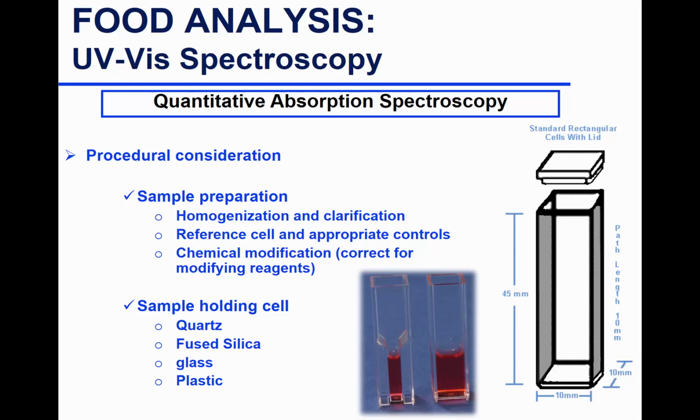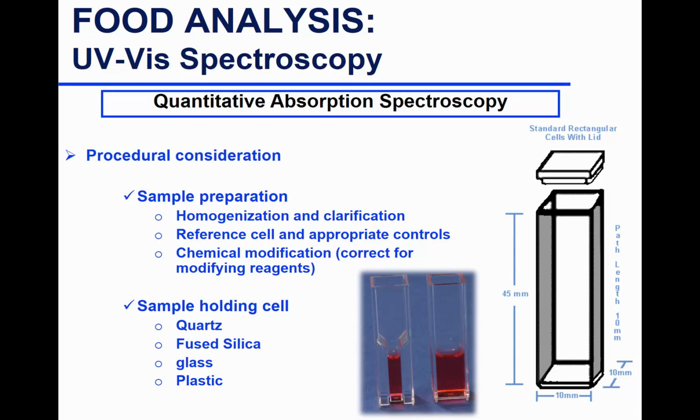If you have in your sample components that are not present in your blank or not present in your standard, you're not going to get accurate results, because some components in your sample preparation might either scatter light or absorb light as well in that region. So you want to make sure you correct for that by using the correct blank.